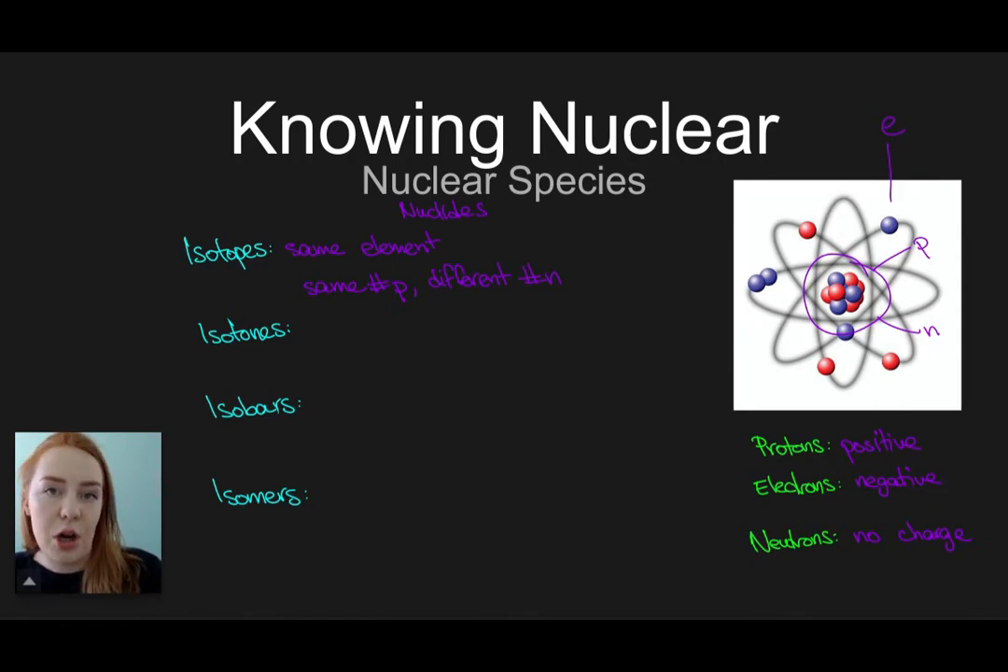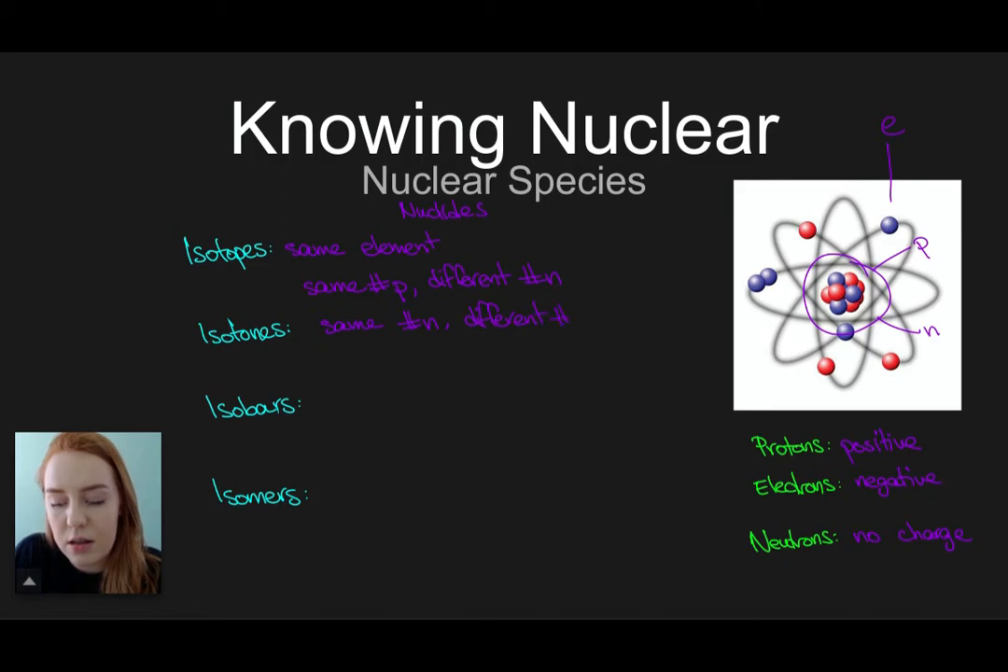Next, we have isotones, which are basically the opposite of isotopes. They're different elements, but they have the same number of neutrons and different numbers of protons. So because they have different numbers of protons, different elements.